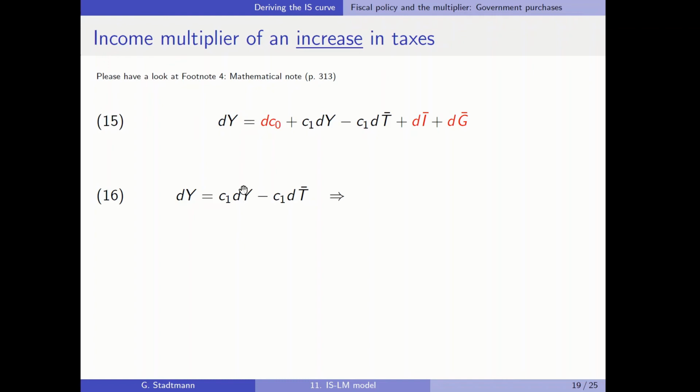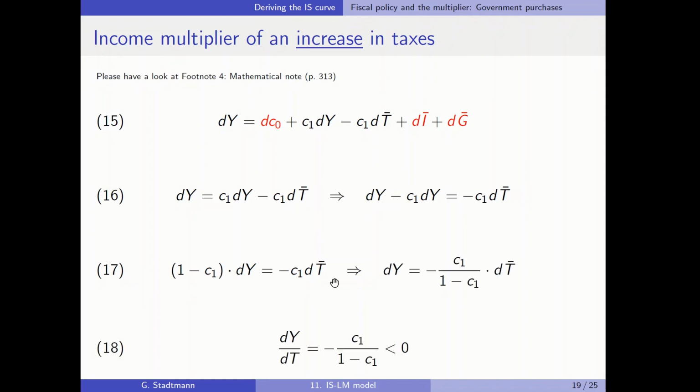So in the first step we put C1 dy on the other hand side of the equation, and it pops up here with a negative sign. In the next step, we can write dy out of brackets, and we get 1 minus C1 in brackets times dy, which is given here in equation 17. Now we are dividing equation 17 by 1 minus C1, and we get to this relationship here.